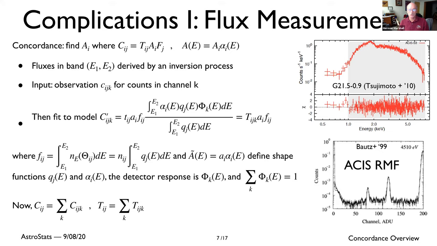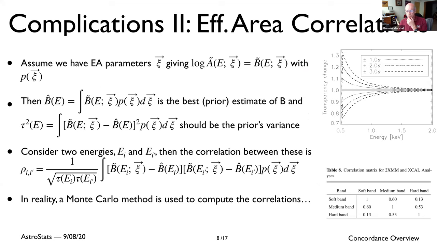Complication two is that our effective areas are correlated. This figure on the upper right is an example from one paper I found that says that when you vary the filter thickness, which can be uncertain, at one energy it can have a large effect. These few percent changes can have a large effect, but at another energy it'll have an effect on the effective area, but at a different scale. So there's a correlation between the effective area that you understand at one energy and that you understand at another energy.